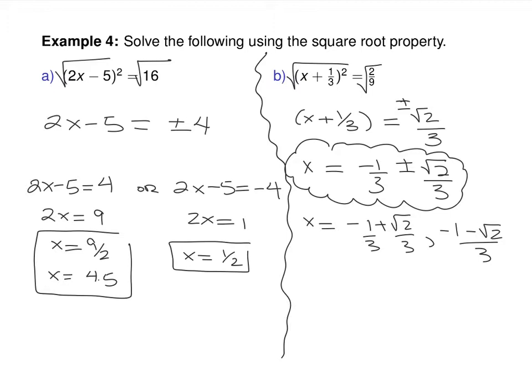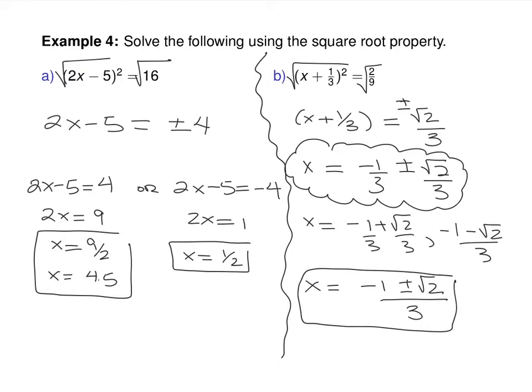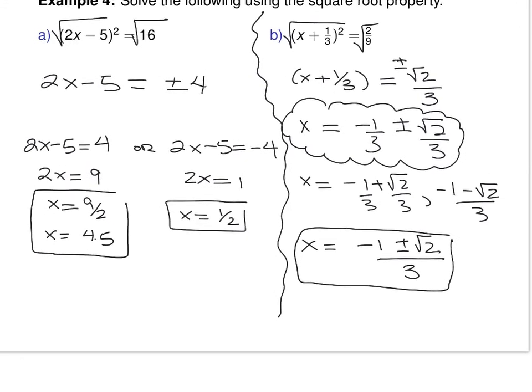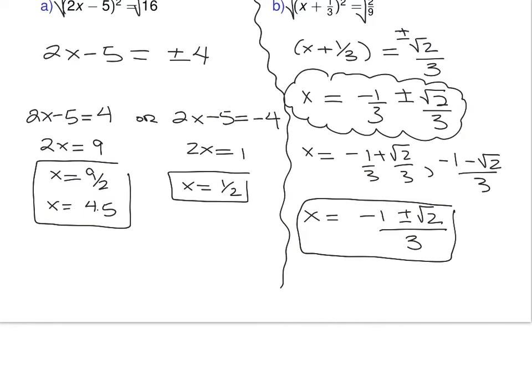Does that make sense? What is one more way you could write that answer because there is a common denominator? You could do negative 1 plus or minus root 2, the whole thing over 3. It doesn't matter to me which way you write it. They're all good. They're all right.